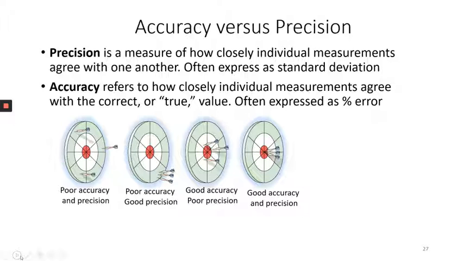Terms that we throw around a lot, and sometimes we use them like they mean the same thing, but they really don't, are accuracy and precision. Precision is how close multiple measurements are to each other. Precision is how repeatable your measurement is. Accuracy is how close you come to a known value. So it's how close you come to the accepted value.